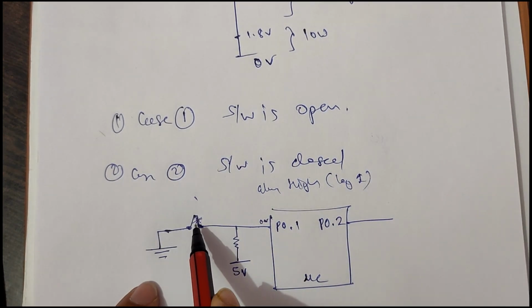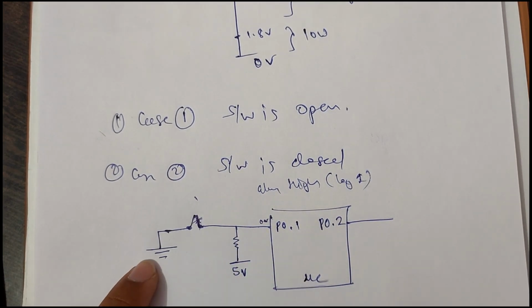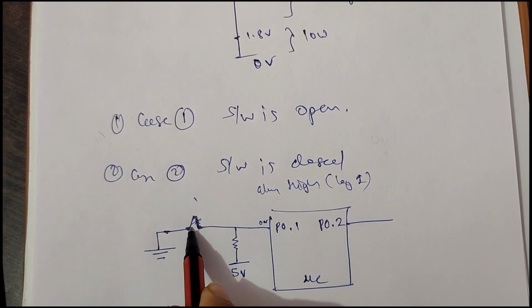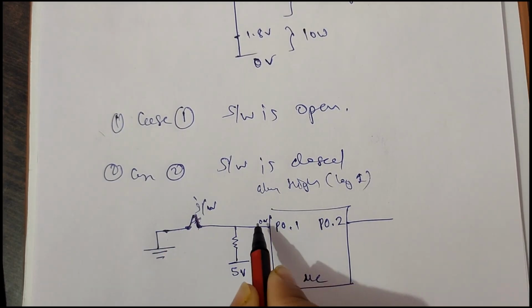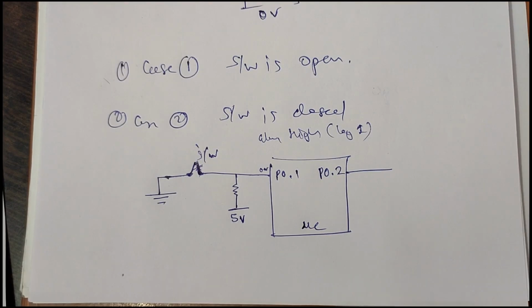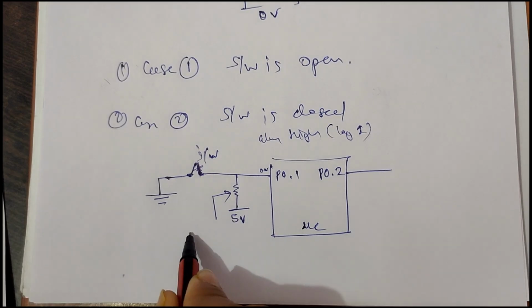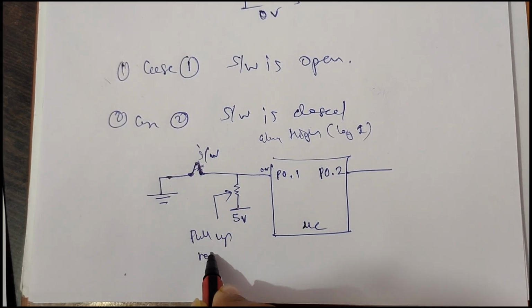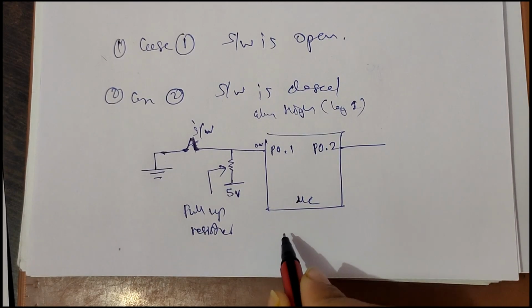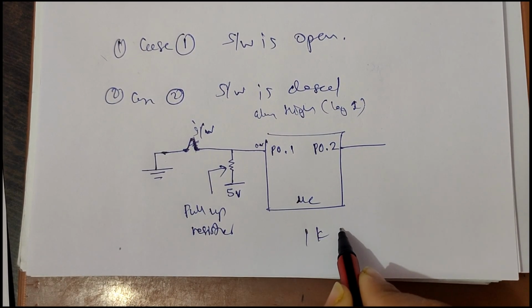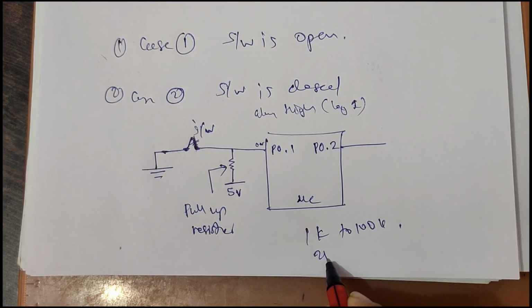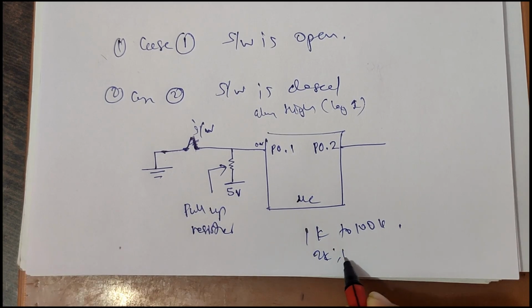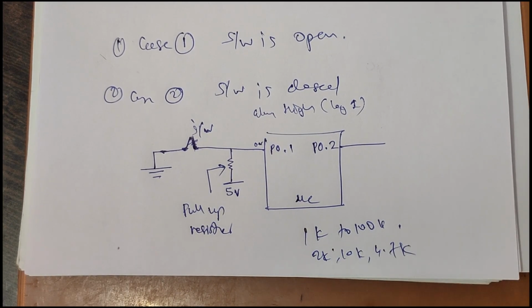When I close this switch, I am getting 0 volt. So the name of this resistor is pull-up resistor. The values of these resistors are mostly from 1K to 100K. Most commonly used values are 2K, 10K, 4.7K. These are the most commonly used values.